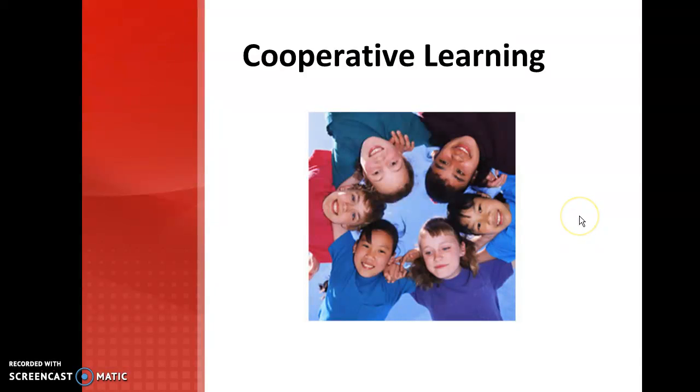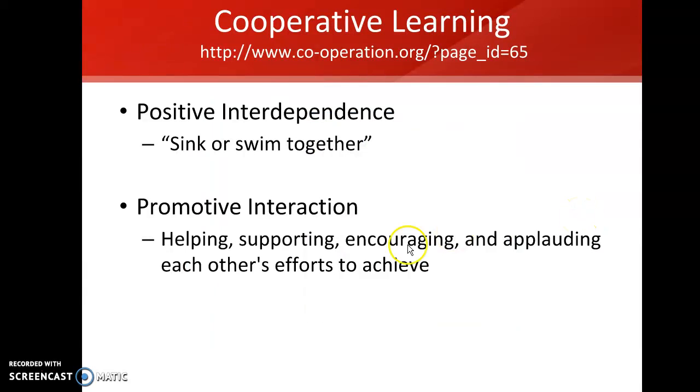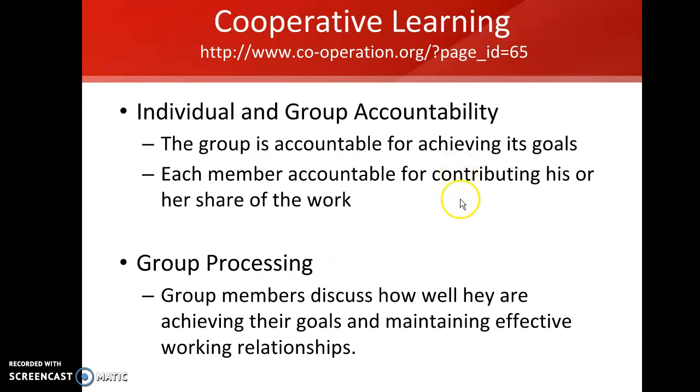We get the cooperative learning piece coming in. Positive interdependence, that idea of we sink or swim together. So if someone's not carrying their weight, we don't cast them aside, we help pull them up, because you only are going to succeed with everyone. Promotive interaction, we're supporting, encouraging, and applauding others' efforts. We have individual and group accountability as well as group processing.